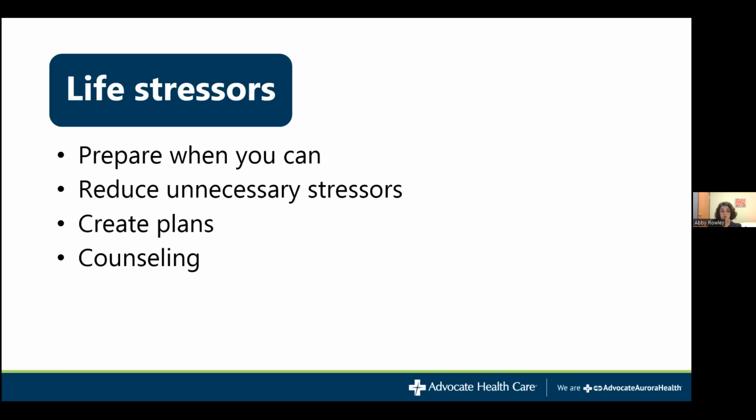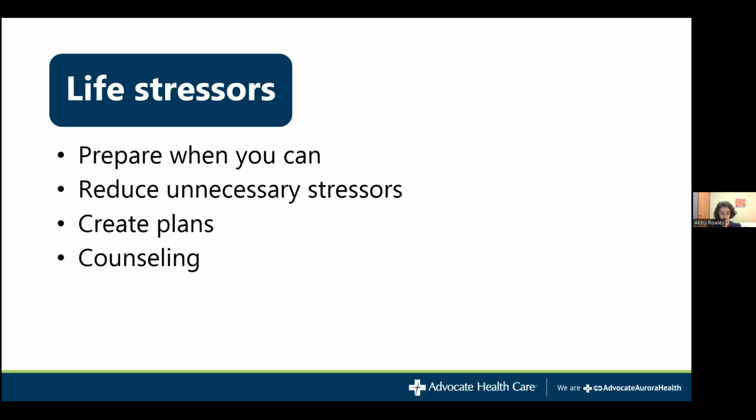Another strategy is to reduce unnecessary stressors when possible. We know it's not possible to remove all life stressors, and we wouldn't want to do that, because being able to cope with stress is an important part of life. And if we remove too many stressors, that can actually reinforce in the individual's mind that it is something to be feared or stressed about. But there are times when we can make some changes to the environment or to our schedule or routine that reduce the number of stressors that they're coming across on a daily basis.